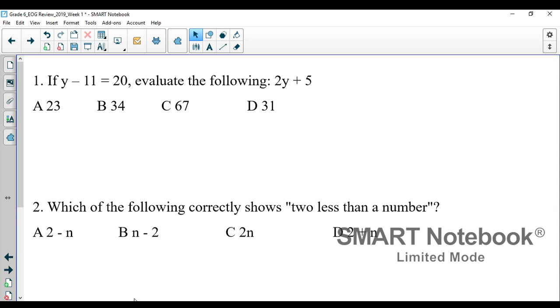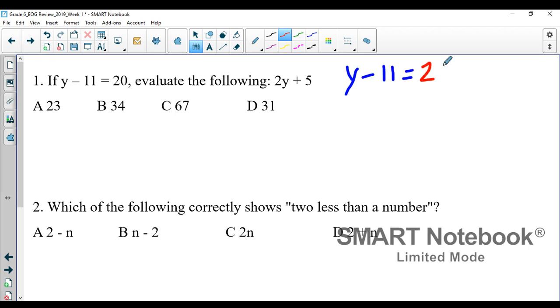Okay, so number one is going to lead us into what we're doing today. It says if y minus 11 equals 20, evaluate 2y plus 5. So we have to do two things here. The first thing is, if y minus 11 equals 20, we need to know what y is. We know that y minus 11 is 20, so this is a one-step equation. We need to get y by itself.